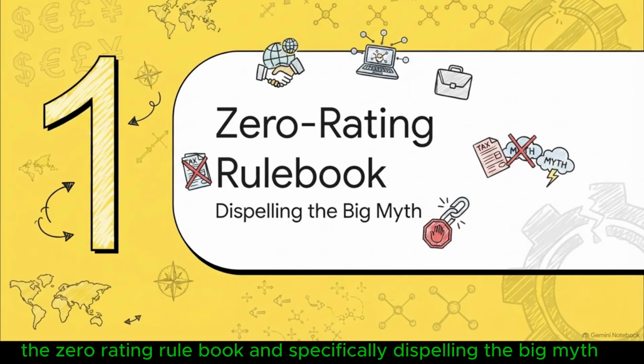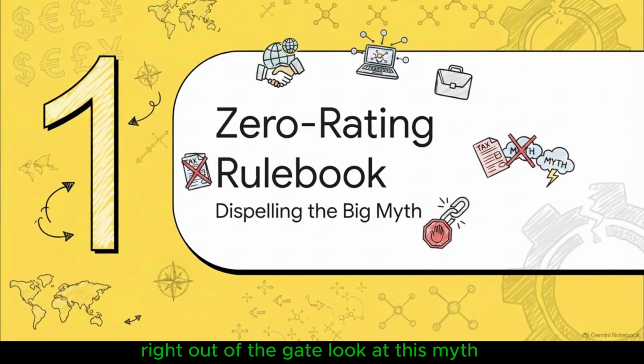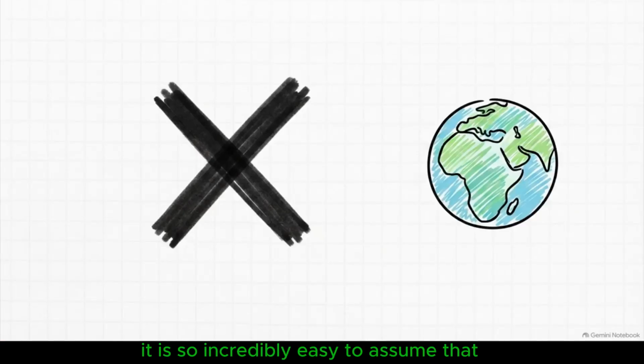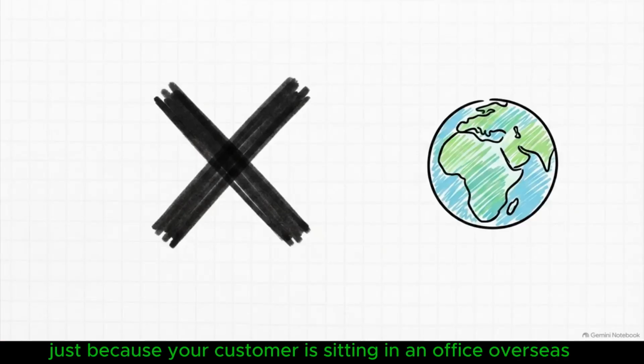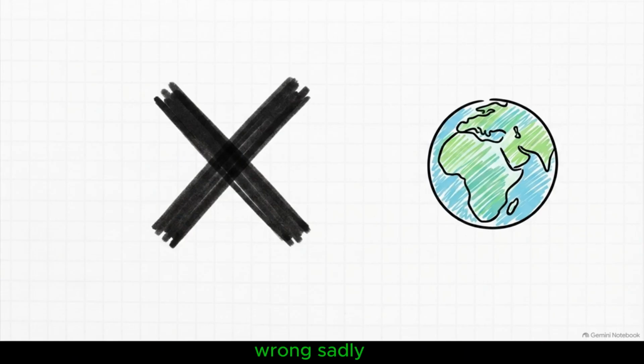Okay, Part 1. The Zero Rating Rulebook. And specifically, dispelling the big myth. Let's tackle the most common compliance trap that businesses fall into right out of the gate. Look at this myth. It is so incredibly easy to assume that just because your customer is sitting in an office overseas, you can just automatically zero-rate the service, right? Wrong. Sadly, the tax authorities do not see it that way at all.